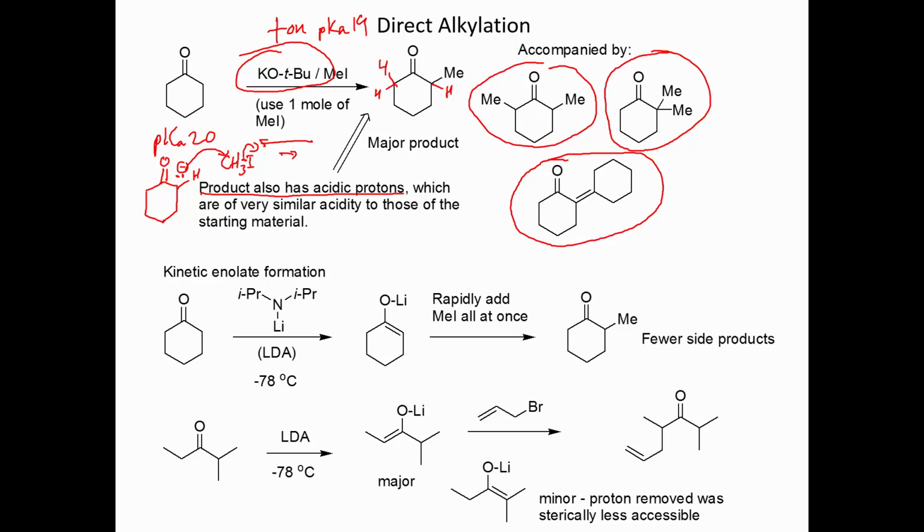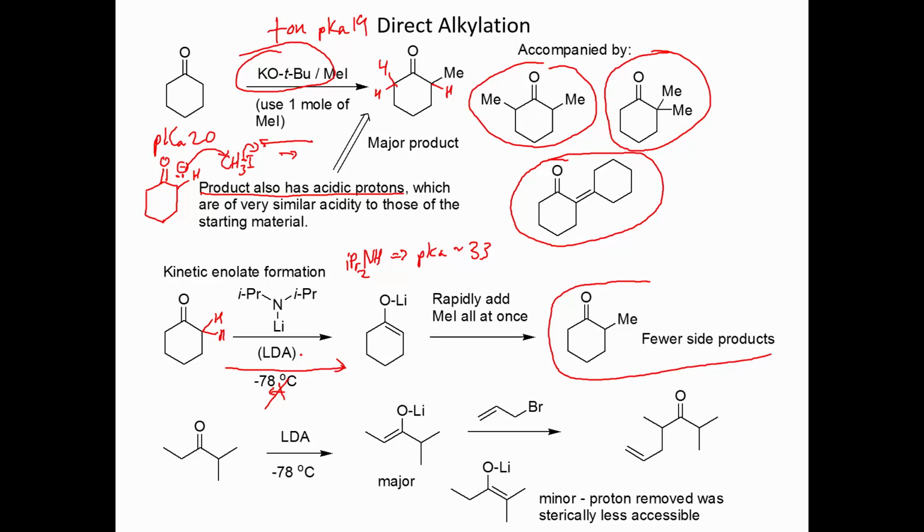A better way to do this is through kinetic enolate generation. So we're going to treat this now with our old friend LDA. This is a very strong base. Remember that diisopropylamine has a pKa of about 33. So this reaction is going to go completely to the right, and the arrow going to the left is really negligible here. We're going to generate this at low temperature, and if you add the methyl iodide rapidly all at once, you'll get predominantly this product here.